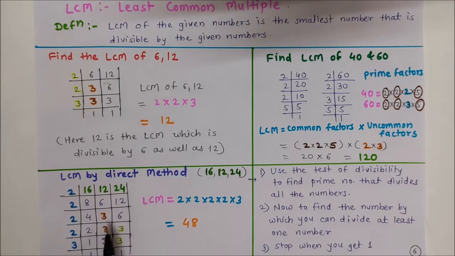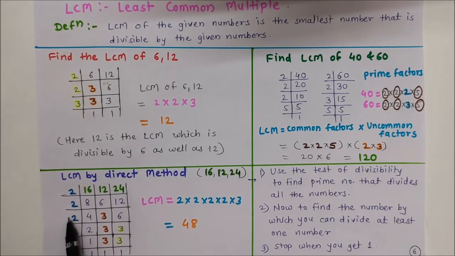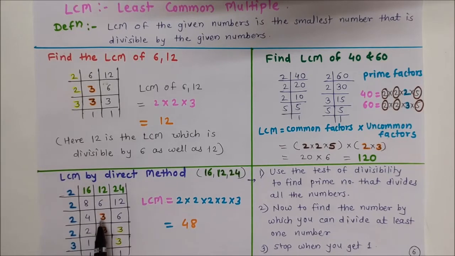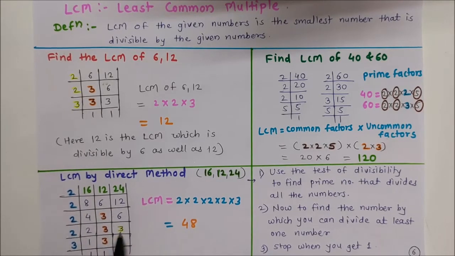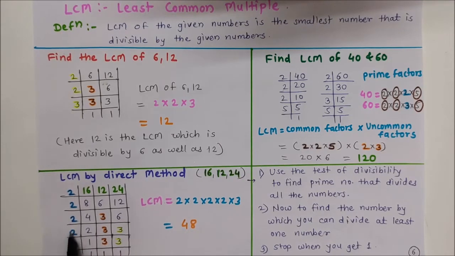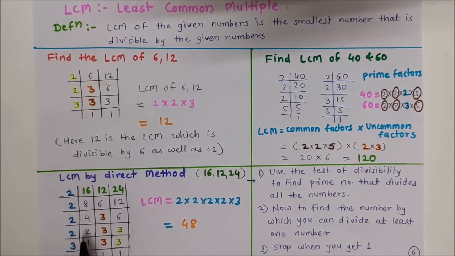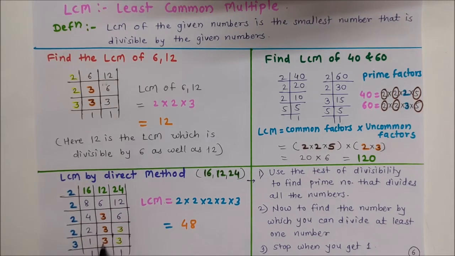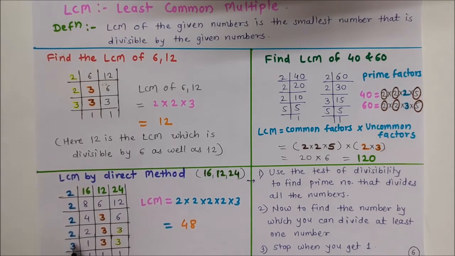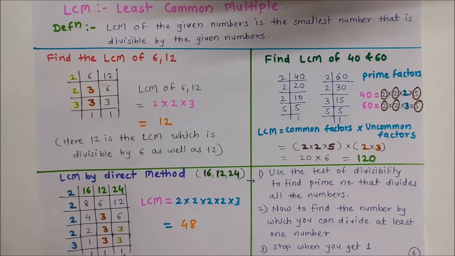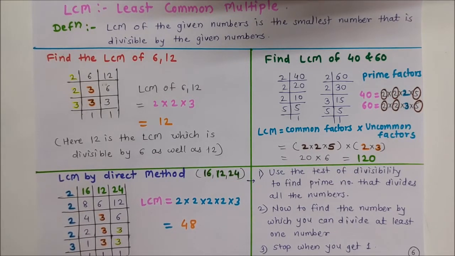Now here we have to find a number which can divide at least one number. So here 4 and 6 are divisible by 2, so we have to take 2. 2 2s are 4, and 3 we write down as it is. 2 3s are 6. Again we have to take 2. So 2 1s are 2. Here 3 we write down as it is. When 3 is there, that's why we have to take 3. 3 1s are 3, 3 1s are 3. Stop when you get 1.